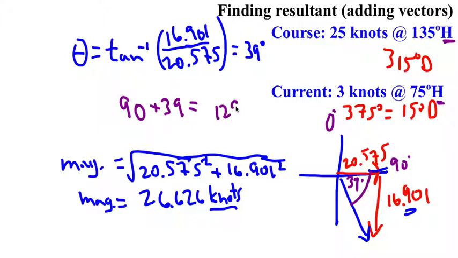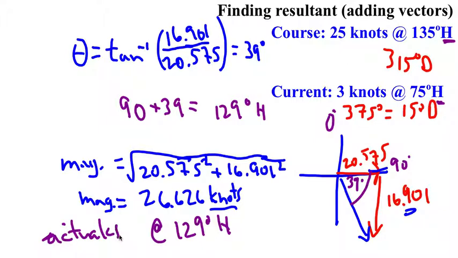or 129 degrees heading. This means our final answer, for the effect of the current, is 26.62 knots at 129 degrees heading. This means if the ship steered a course of 25 knots pointed this way, then the current will cause it to actually, so another way to look at this is, this could be your actual course.